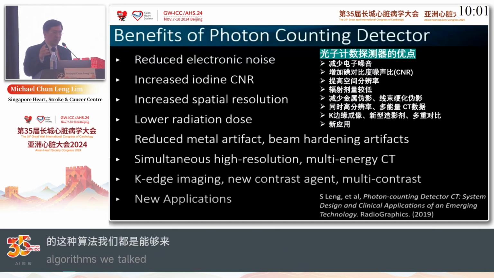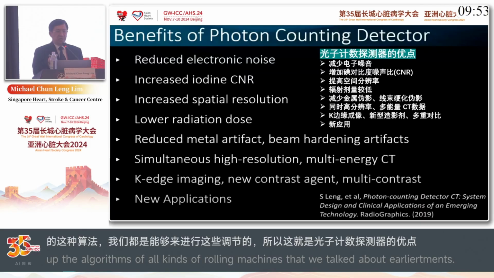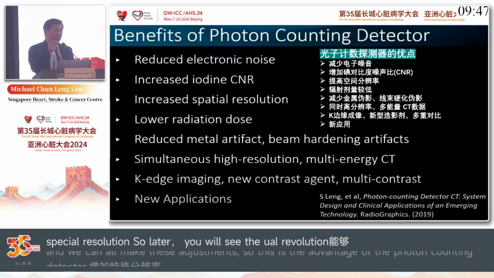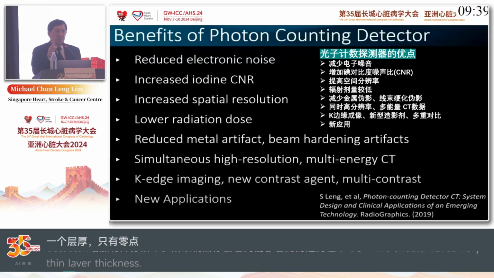So this is all the benefits of photon counting. You get less electronic noise, better iodine contrast, and increased spatial resolution. Later you will see the spatial resolution is up to 0.1 mm. That's amazing, 0.1 mm. With standard CT, even the best machines now, you're looking at 0.5, 0.6 mm, all right?